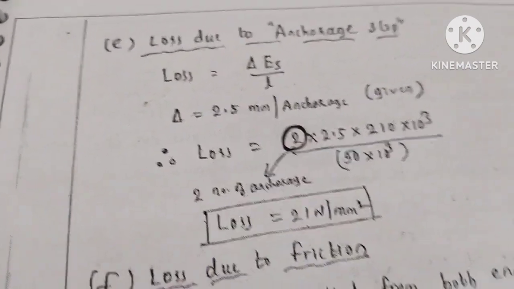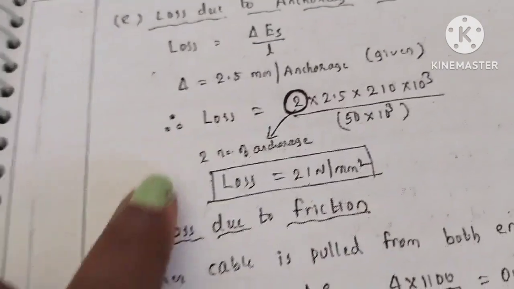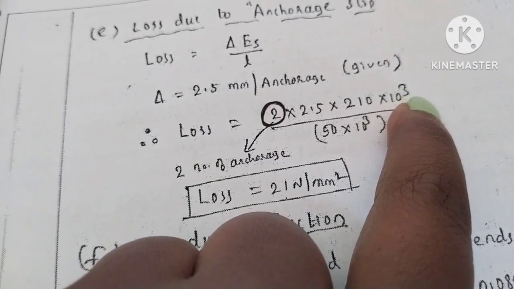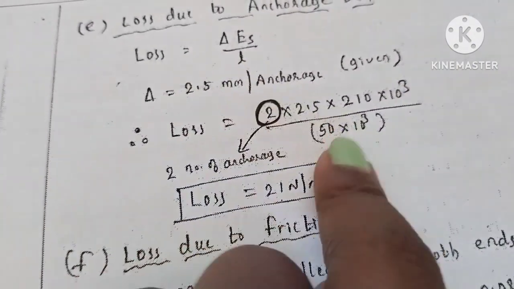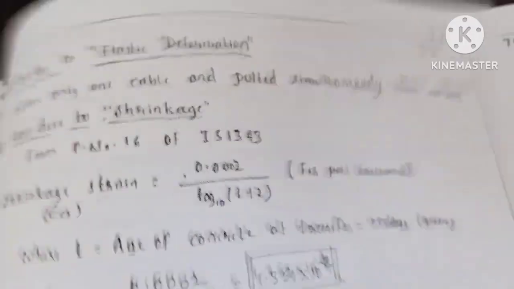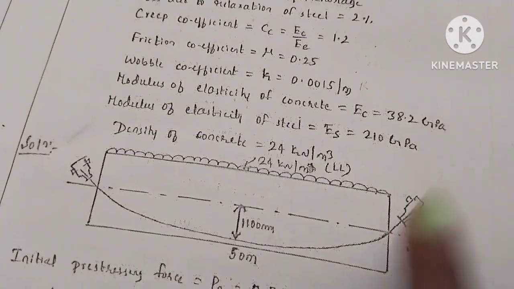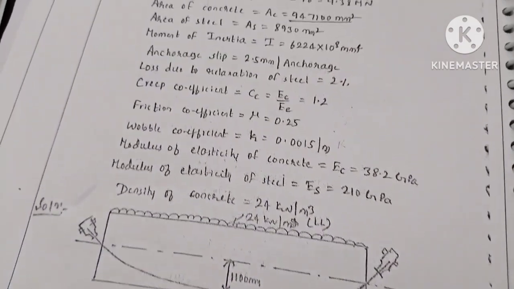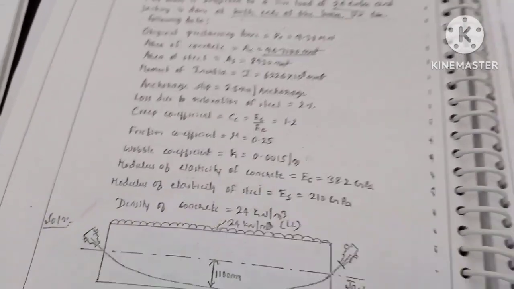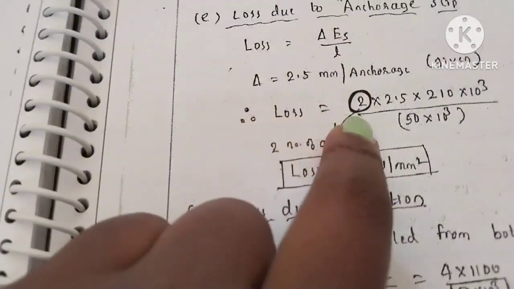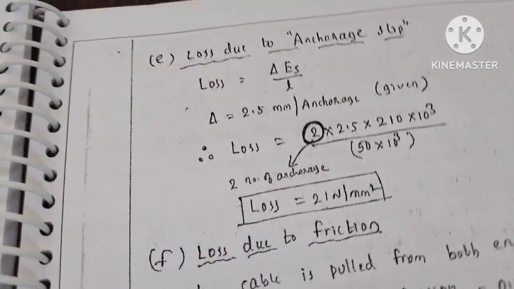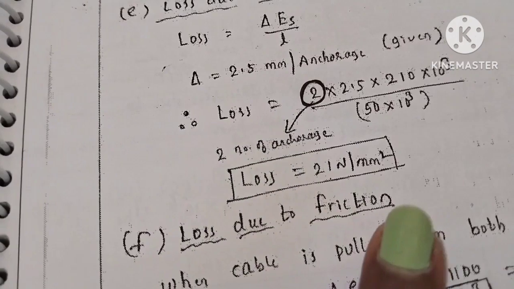So for that, loss equals 2.5, the delta value, and ES value is 210 into 10 to the power of 3 divided by L value, the span of the beam value, into 2, because 2 anchorages have been given. Look here, 1, 2, two anchorages have been given. In the question they have not mentioned it, but here 2 anchorages have been given. That's the reason we have taken it as 2 multiplied by 2. So when we simplify it, we get the loss due to anchorage slip as 21 Newton/mm².